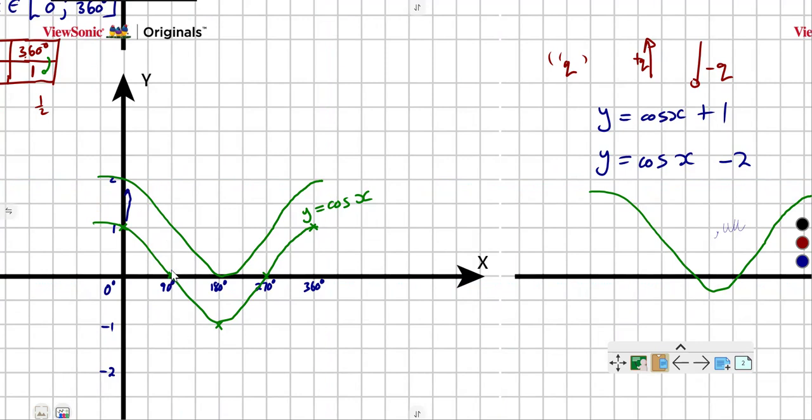90 degrees versus 0, 1 unit going up. Minus 1 is now here. The 270, 1 unit going up. Each unit is going up. So you now have the graph of what? Y is equal to cos of x plus 1. That's the effect. The graph will be going up. A plus. A minus, the graph will be going down.